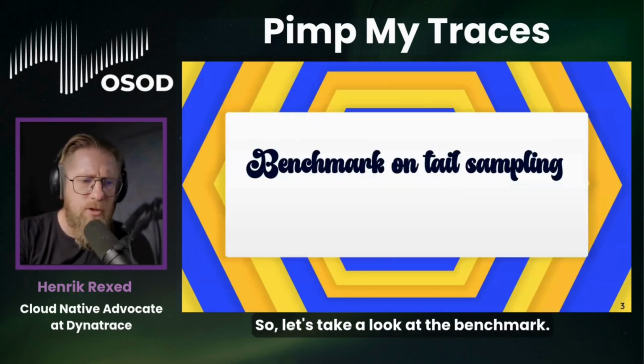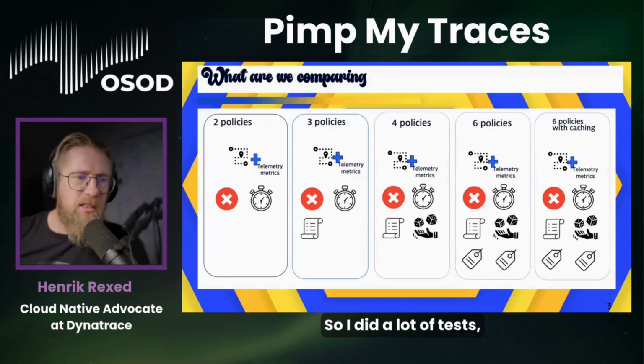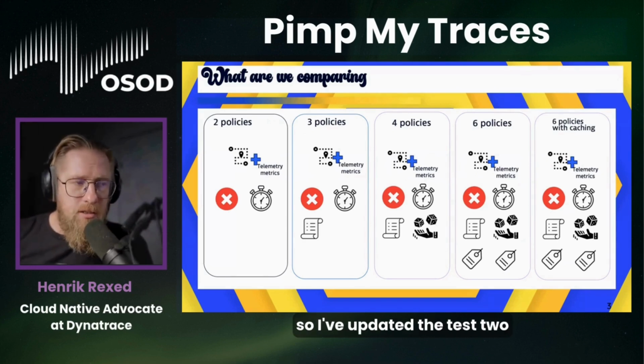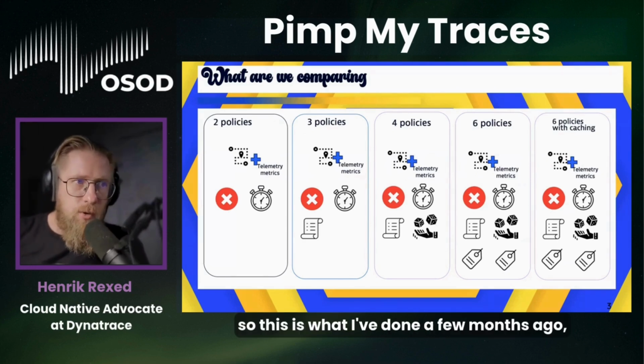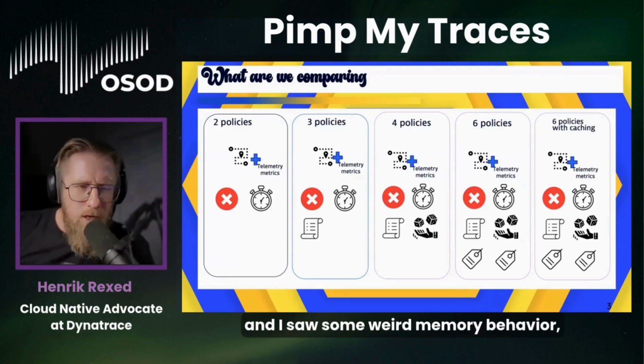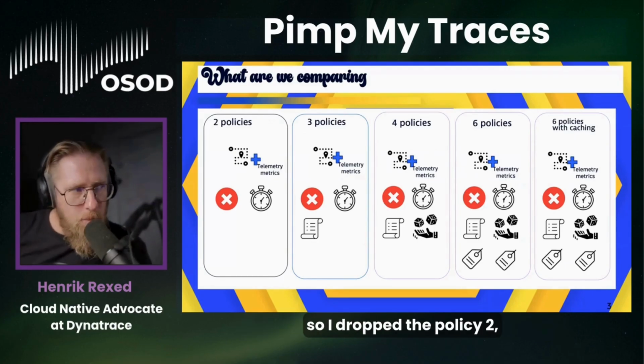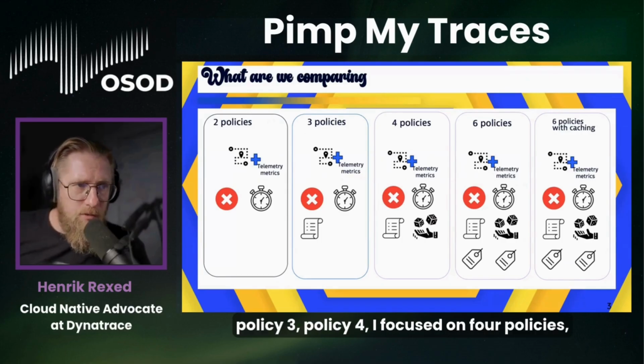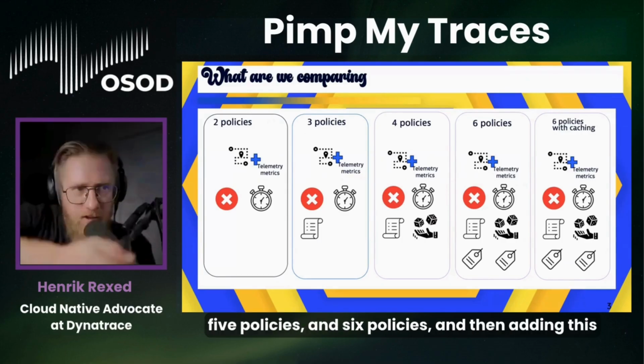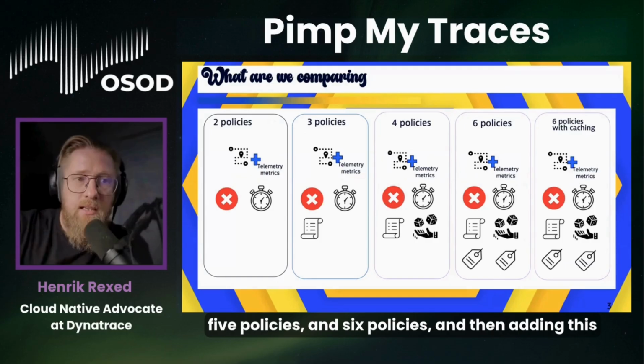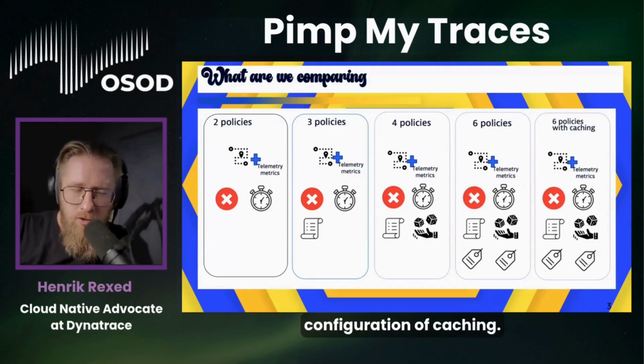So let's take a look at the benchmark. I did a lot of tests. I updated the test 2 days ago. This is what I did a few months ago, and I saw some weird memory behavior. So I dropped policy 2, policy 3, policy 4. I focused on 4 policies, 5 policies, and 6 policies, and then added this configuration of caching.